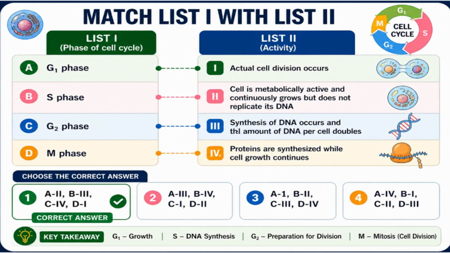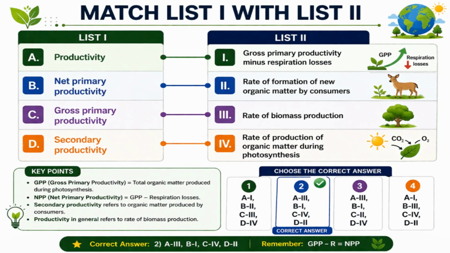Let's match list I, phase of cell cycle, with list 2, activity. The correct match is A2, B3, CIV, DI. G1 is metabolic activity and growth. S is DNA synthesis. G2 is protein synthesis. M is cell division. Match list 1 with list 2 regarding productivity.